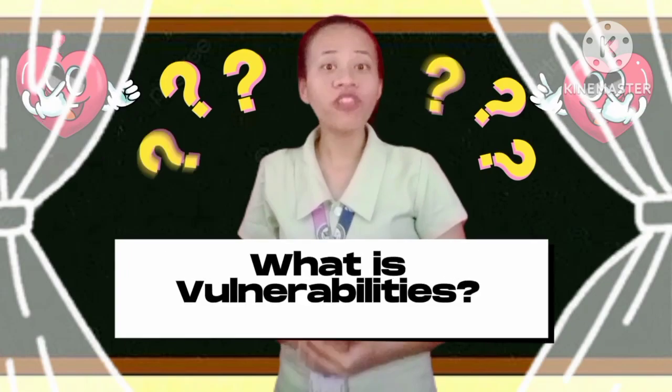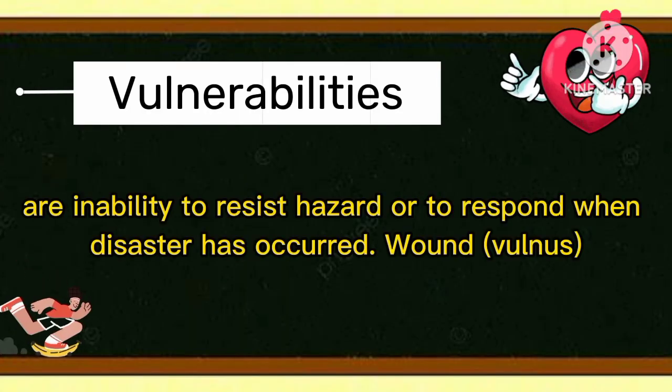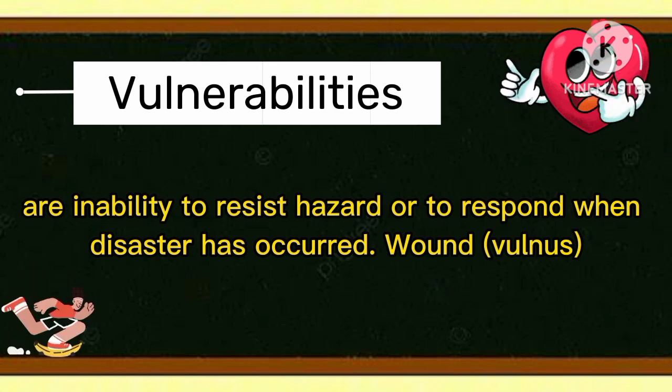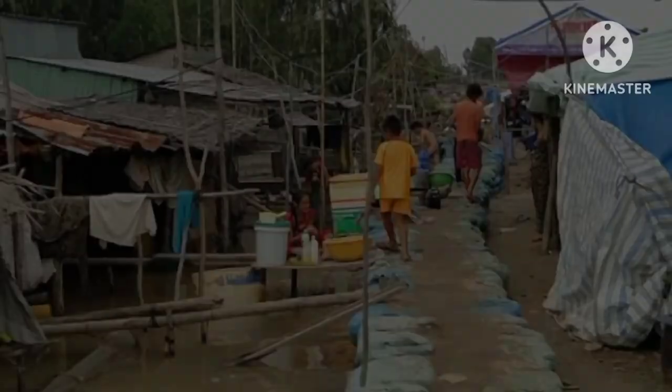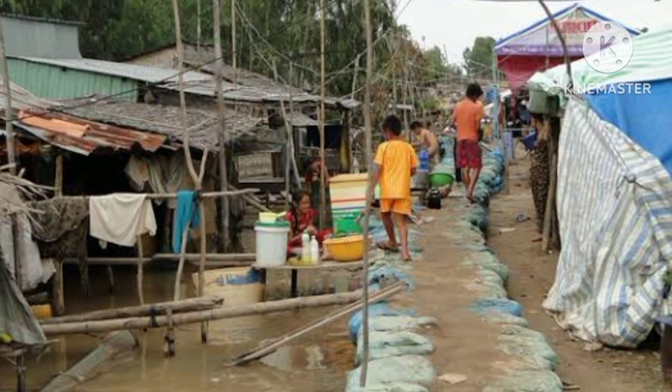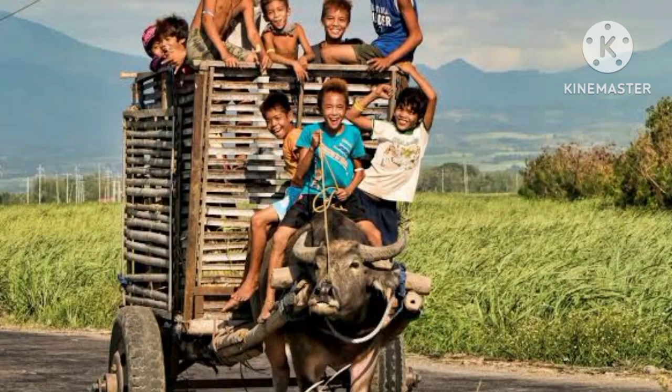This time, the vulnerabilities. What is vulnerability? Vulnerability is the inability to resist a hazard or to respond when a disaster has occurred. Vulnerability comes from the Latin word for wound, vulnus. For instance, people who live on a plain are more vulnerable to floods than people who live higher up. There are different elements of vulnerabilities that expose the specific hazard.